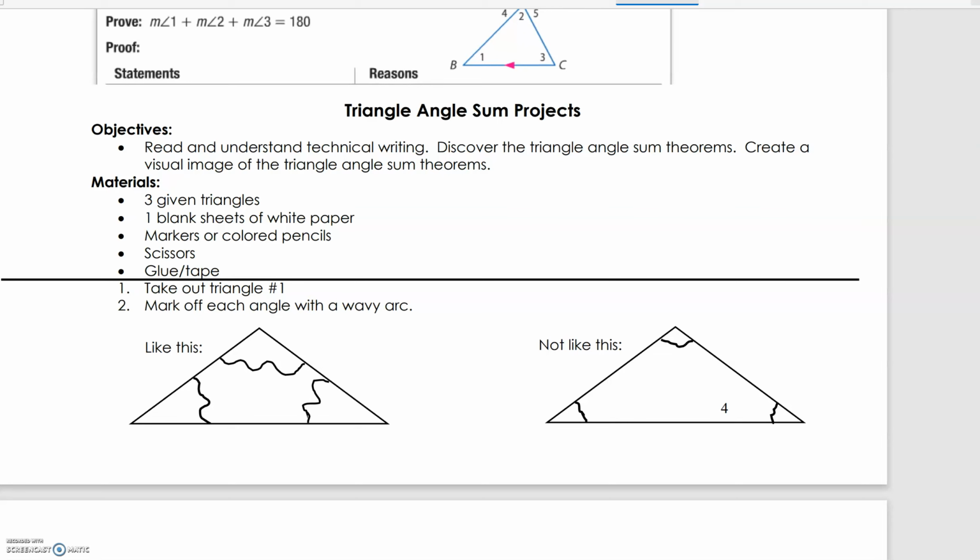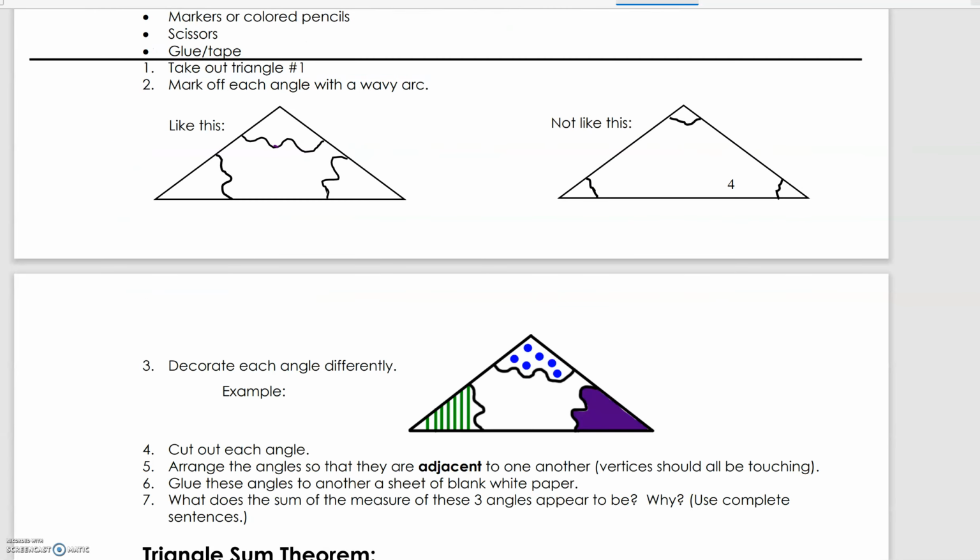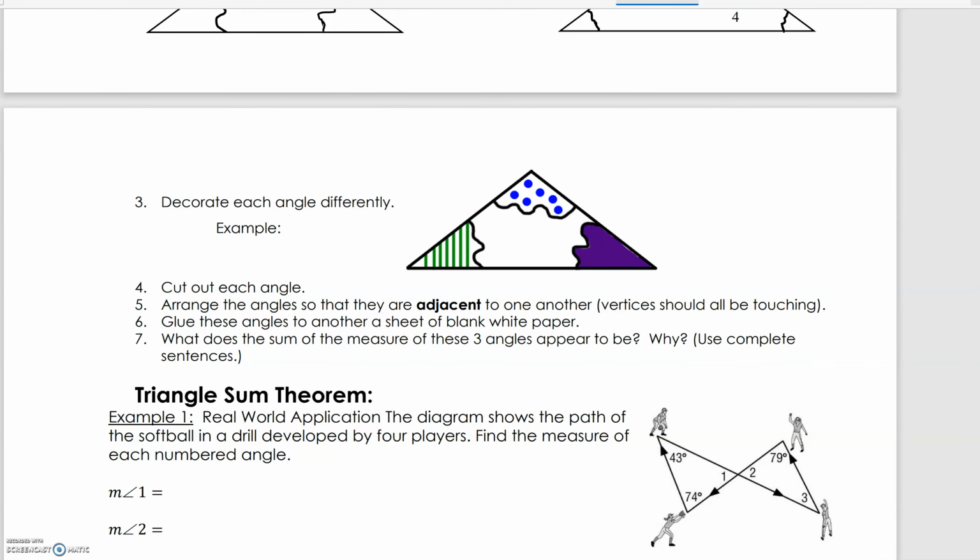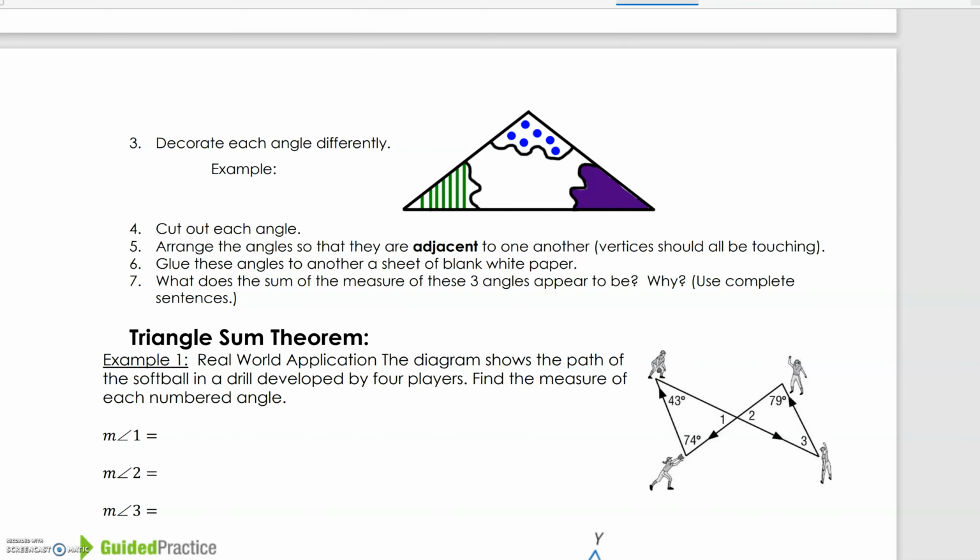So in the back of your packet, you have 3 different triangles, and you're going to take out triangle 1, mark off some of those angles in a wavy part, make sure they're big enough, not teeny. And then you're going to decorate. You don't have to get too fancy with it. This is a quick thing. And then you're going to cut out those 3 triangles and arrange it so that they are adjacent to each other.